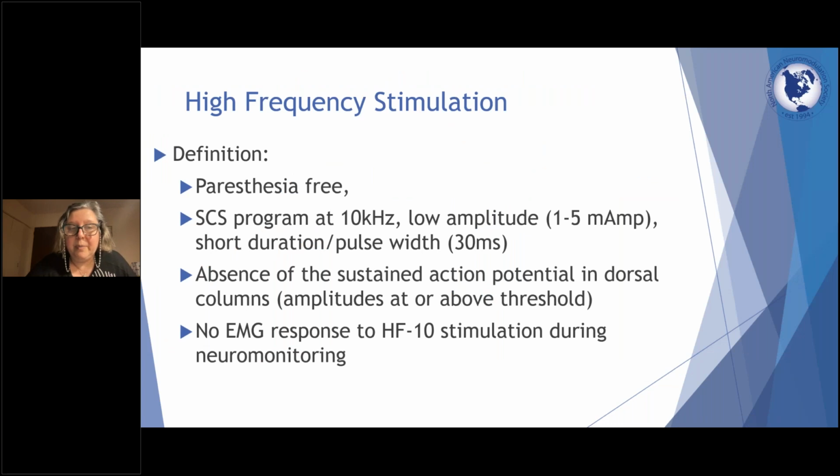Let's talk a little bit about high frequency stimulation. This is a new waveform, new in like 6 or 7 years, not very new, but still new in terms of how old spinal cord stimulation and neuromodulation is, more than 50 years. In terms of definition, it is a paresthesia-free neuromodulation technique. It offers a program at 10 kilohertz with a low amplitude and a very short pulse width of 30 microseconds.